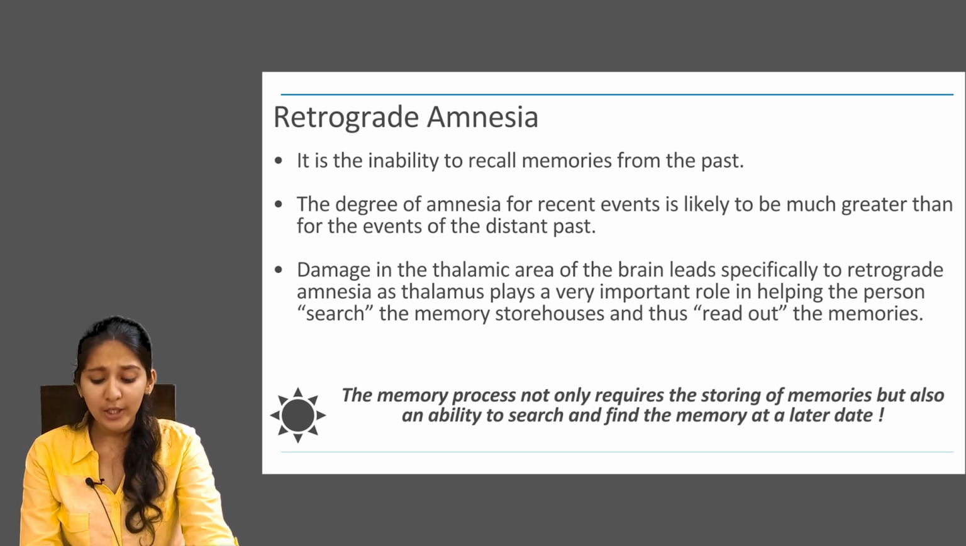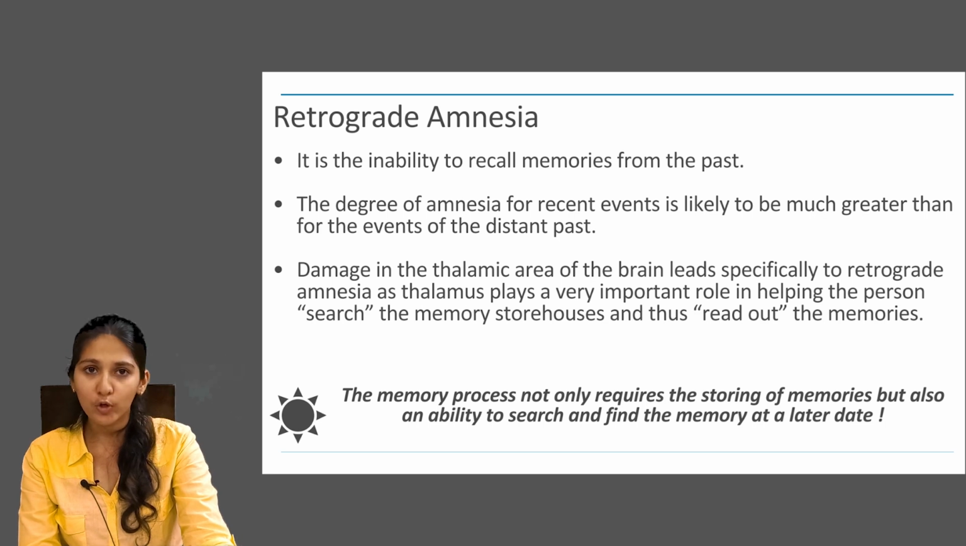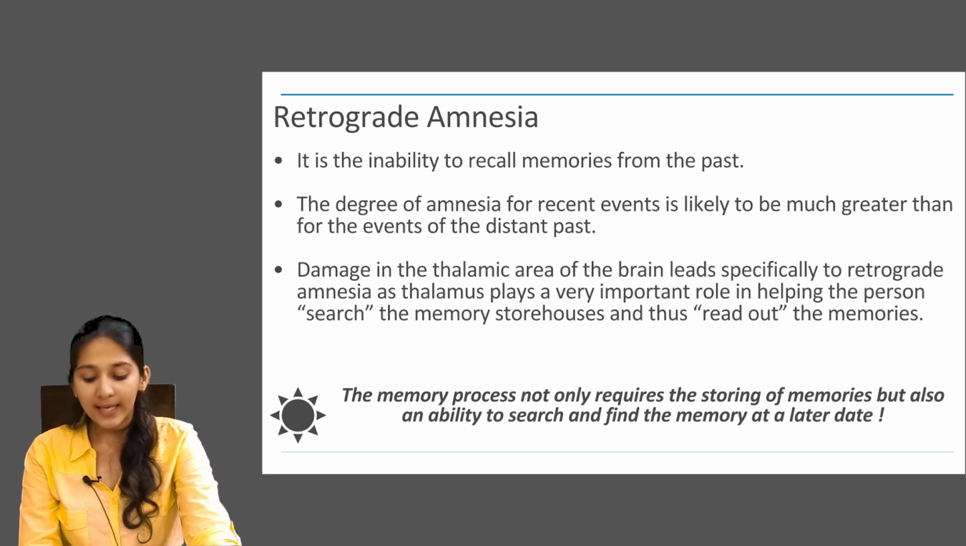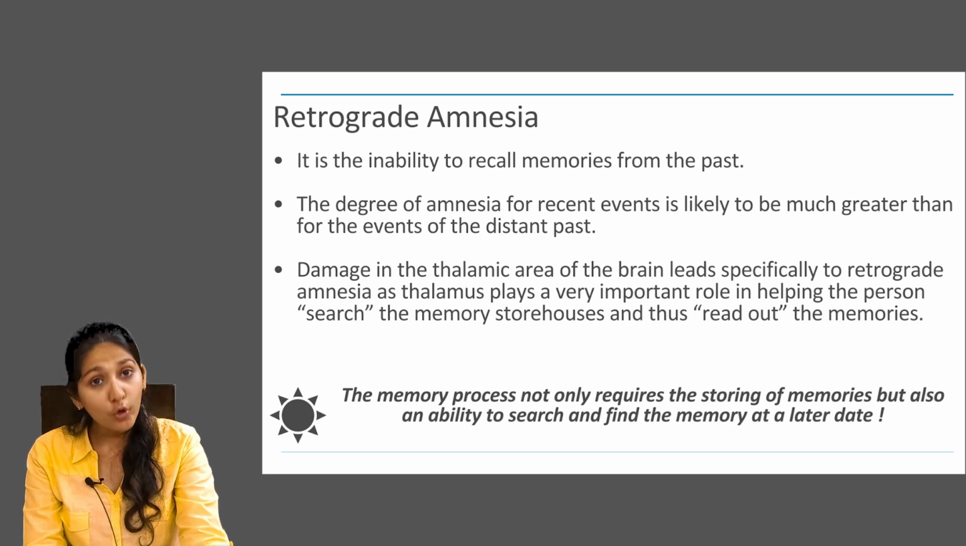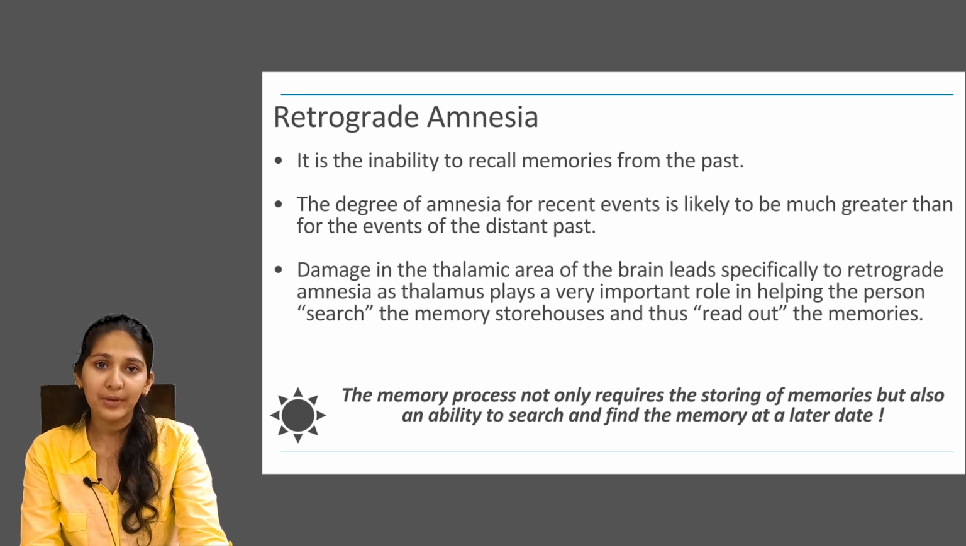Damage in the thalamic area of the brain specifically leads to retrograde type of amnesia, because thalamus plays a very important role for a person to search the memory storehouse and thus read out the memories. So, as I told you before, the memory process not only requires the storing of memories but also an ability to search and find the memory at a later date.